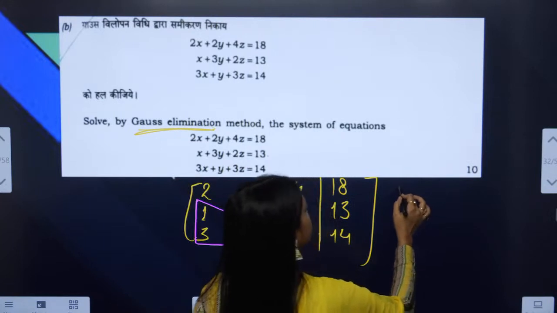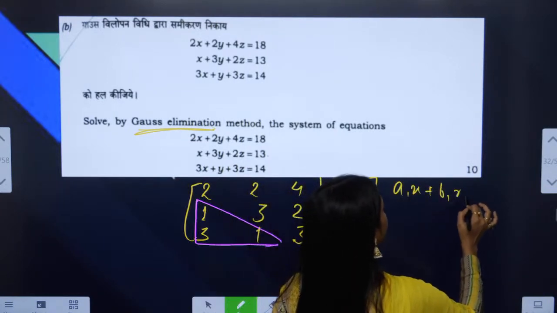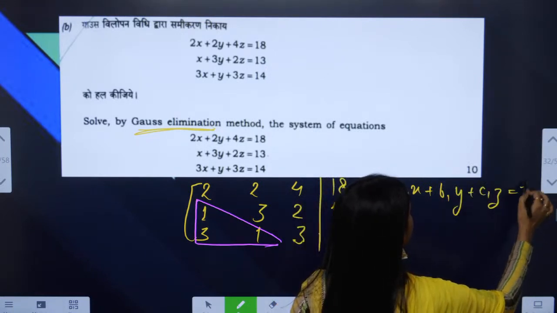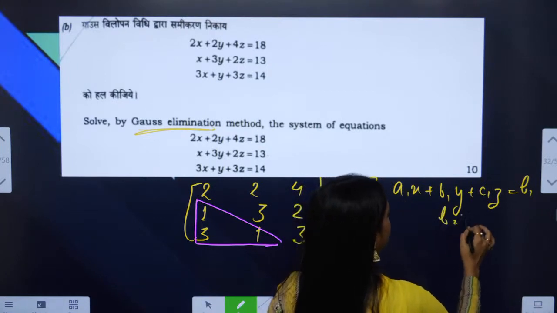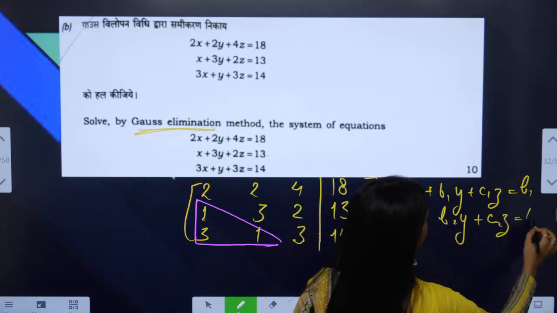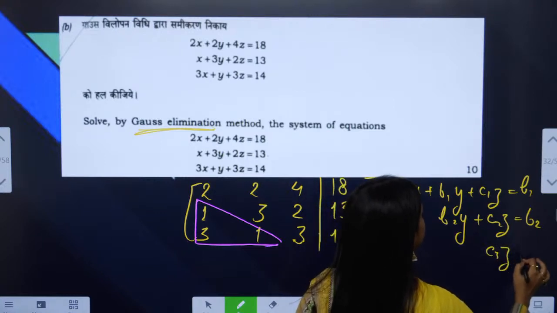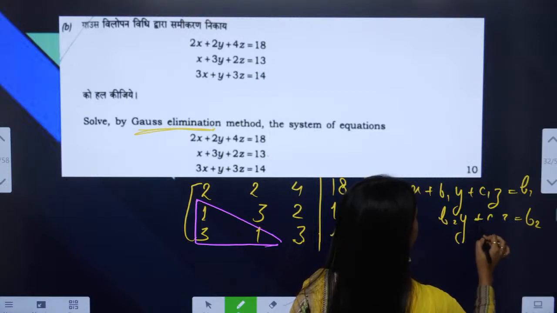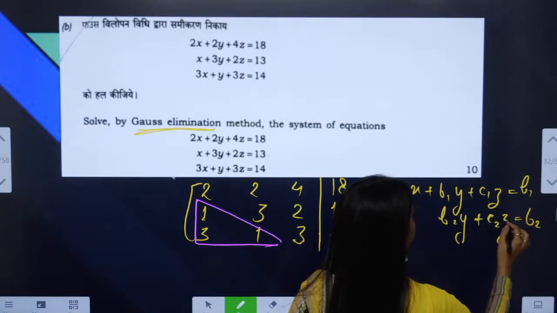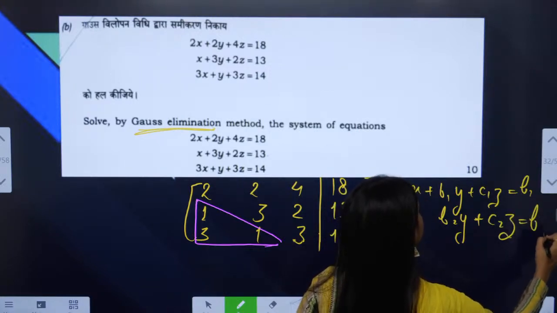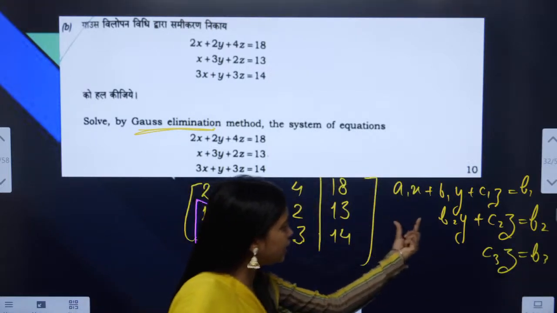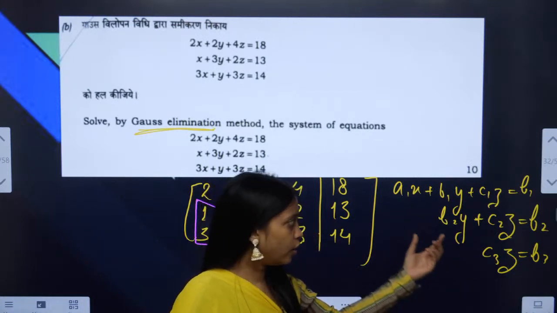You will get 3 equations. It will be of the form a1x plus b1y plus c1z is equal to some d1. The second will be b2y plus c2z is equal to d2, and the last will be c3z is equal to d3, because in these positions you have obtained 0.